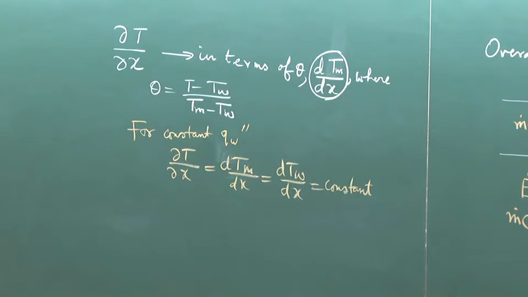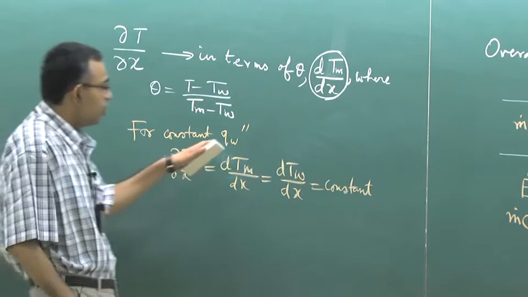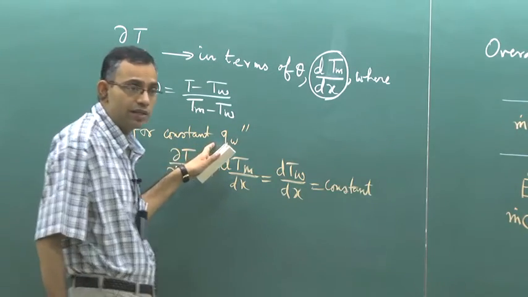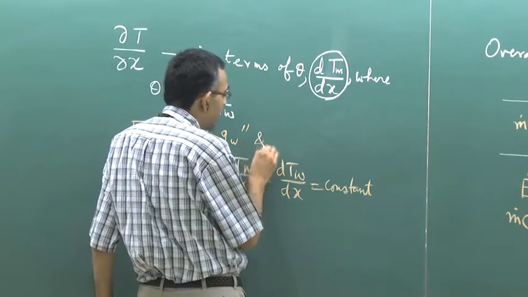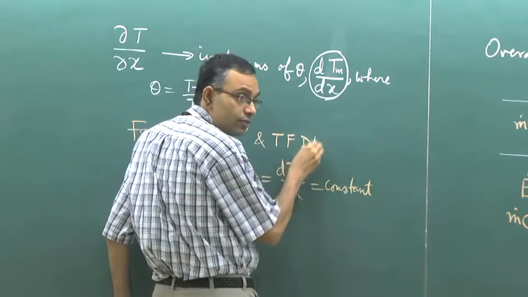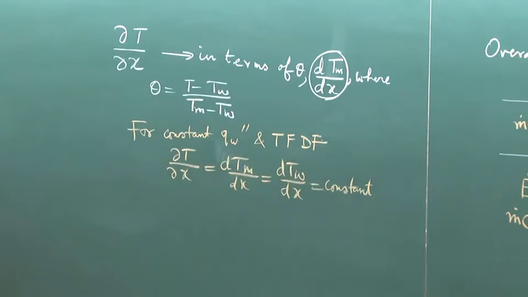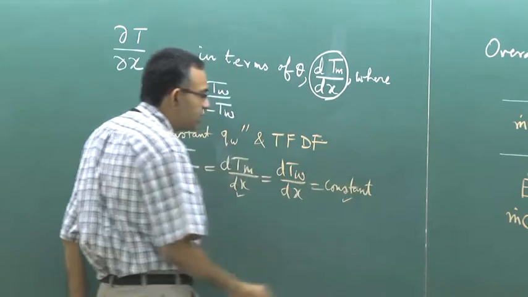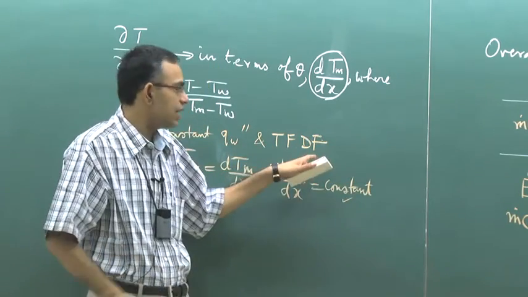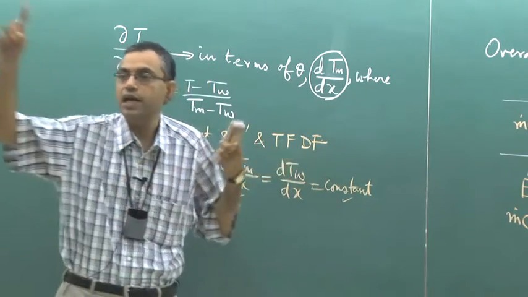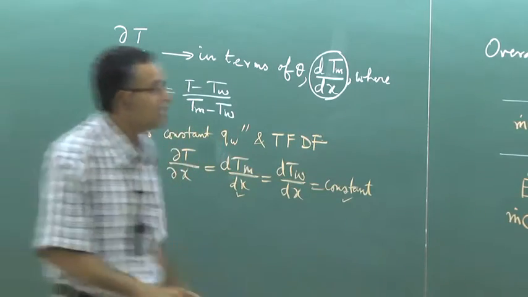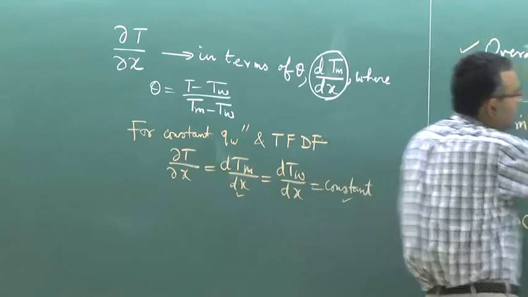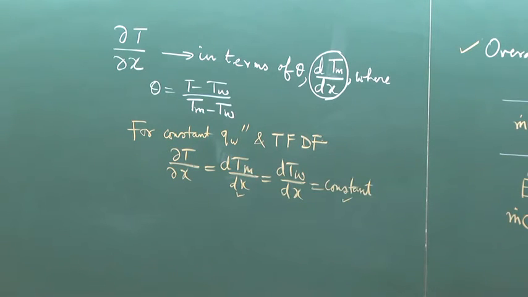Okay, but not for any general constant wall heat flux, for constant wall heat flux and thermally fully developed flow. So now we come to an inference that this is a constant for constant wall heat flux, not just in the thermally fully developed flow region but over the entire region, because this overall energy balance theory is very general, it does not take into account whether it is thermally fully developed or not.